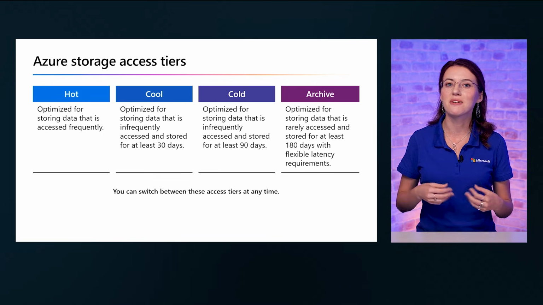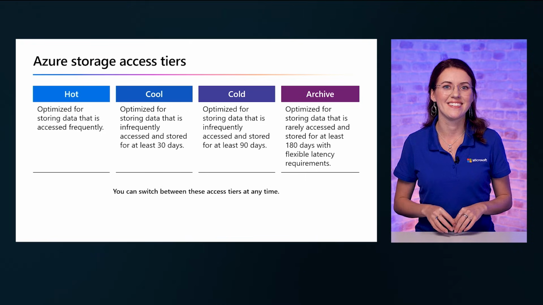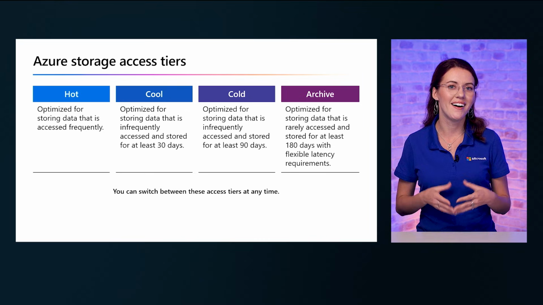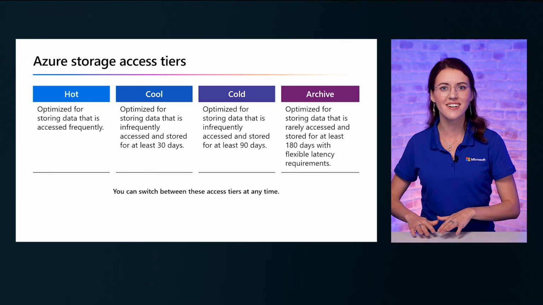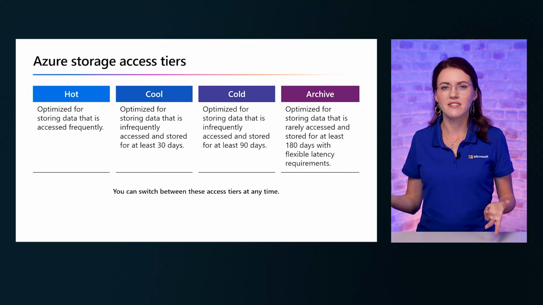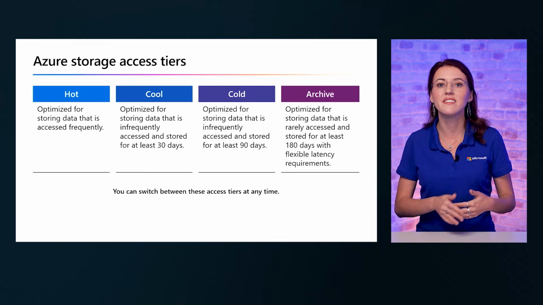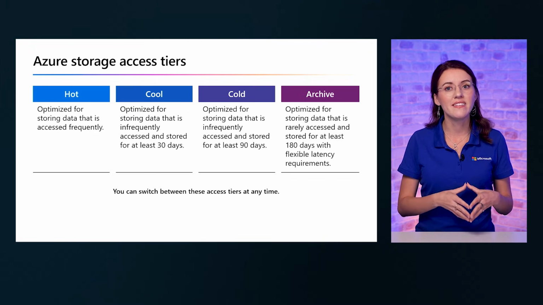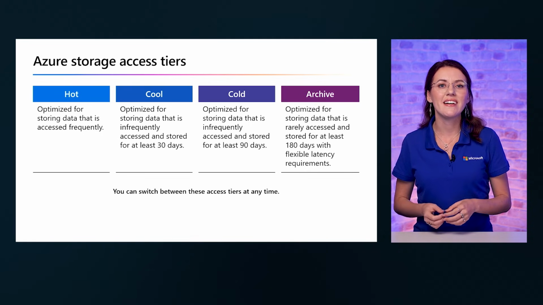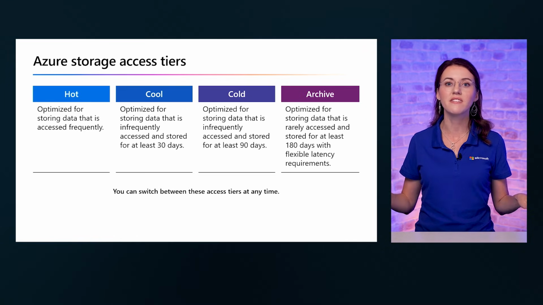Cold tier goes even further. It's for data you rarely access or modify. Store for at least 90 days. It's cheaper to store but costs more to access. Archive is the lowest cost option for long-term storage. Think backups or compliance data. It's offline, so you can't read it or edit it until you rehydrate it back to an online tier. This process can take up to 15 hours, so archive is for data you really don't need right away.